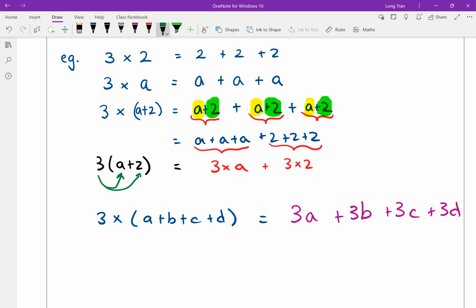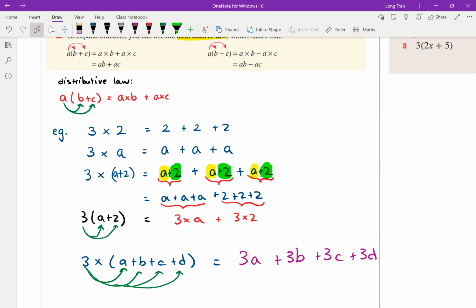So, what you can see over here is that you can actually do 3 groups of a, 3 groups of b, 3 groups of c, 3 groups of d. That's your 3a plus 3b plus 3c plus 3d. But that rule, you won't see. That example is not in your textbook. But what I'm trying to teach you is to understand the meaning. Because if you understand the meaning, then you don't have to follow and memorize the distributive law. Okay? Because when you memorize, at some point, you will forget or not understand how it gets applied.